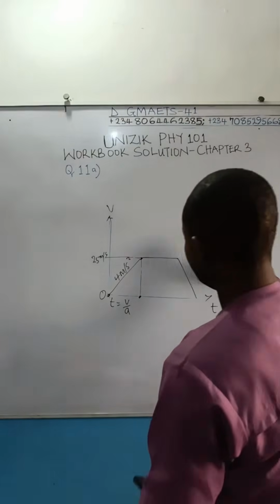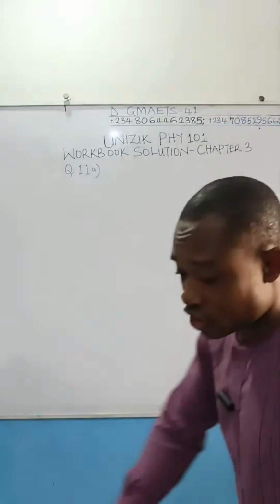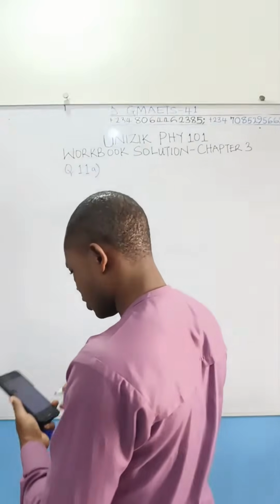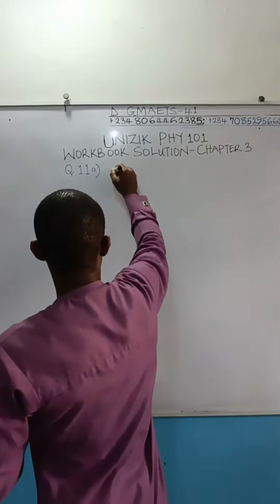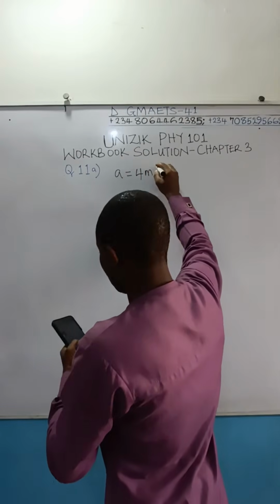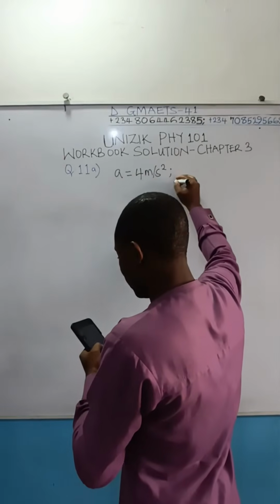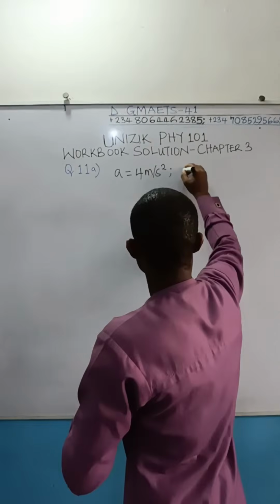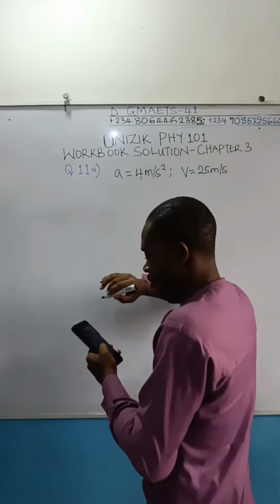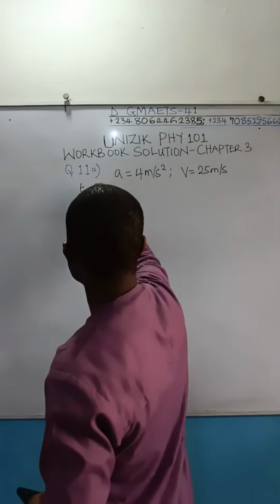Like I said, get the time corresponding to it. I've just explained something you need to take note of. So from the information given to us, we have that the acceleration, uniform acceleration, is equal to 4 meters per square second. You need to show this working before you sketch anything. Then the velocity at that time is equal to 25 meters per second. So let us refer to that time when this happened as T1.